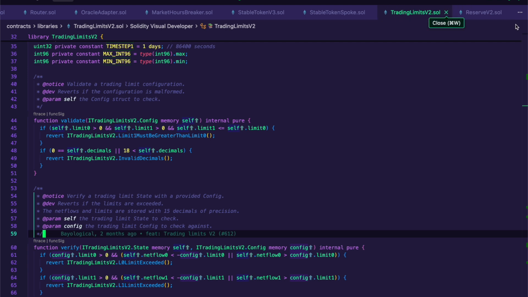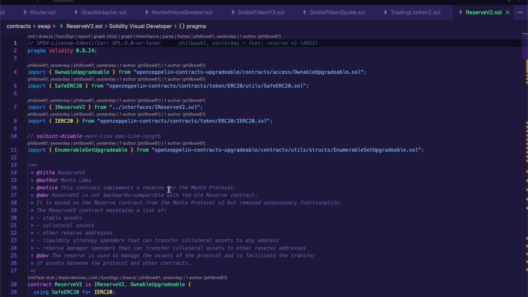We also created a new version of our reserve contract. So previously we were just using the reserve.sol contract, which was very old and had a lot of unused functionality, which we got rid of and also upgraded it to a newer Solidity version and used some newer libraries.